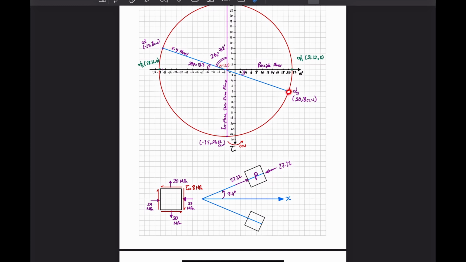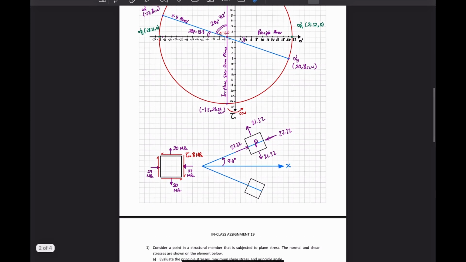Let's move to the y face. So y here, which is this y face, I have 20 megapascal, and when I rotated counterclockwise to go to the principal plane, I went from 20 to 21.32. So now I have tension 21.32 here, 21.32. And do I have any shear? No, because I went from here to here, and the shear is equal to 0.